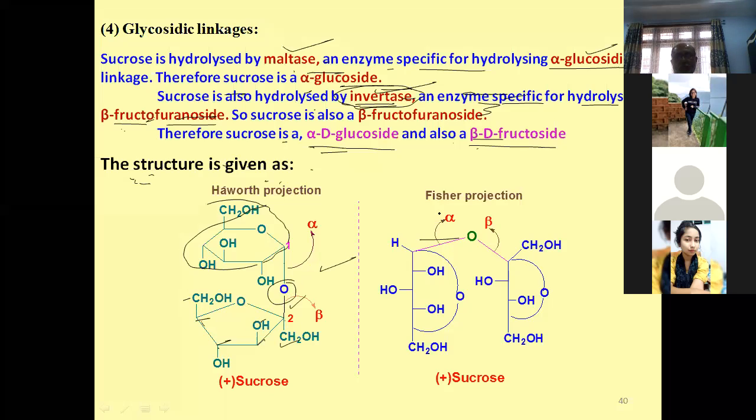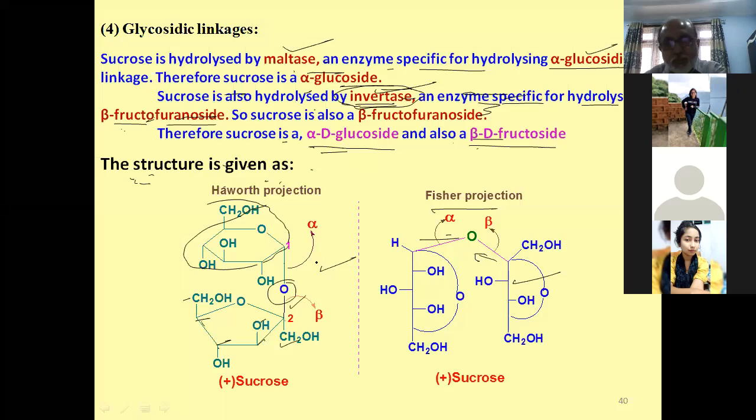Fischer projection also we can write it like this. This is your Fischer projection, alpha glucose, and this is your beta fructose. Beta will be left hand side, you remember that. So that becomes the structure. So it is very simple compared to your maltose. I don't say maltose is anything difficult, but you have to know those key points. So that's all, that is the structure.